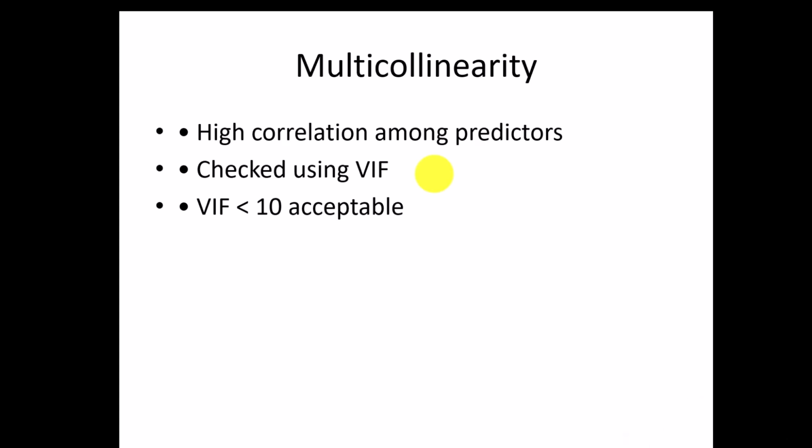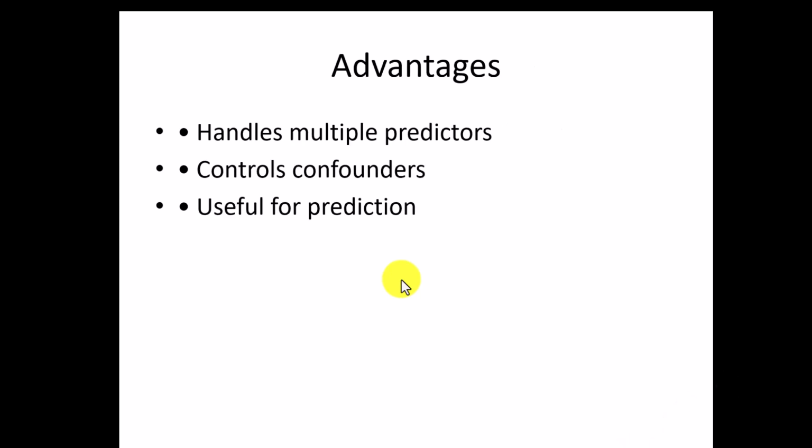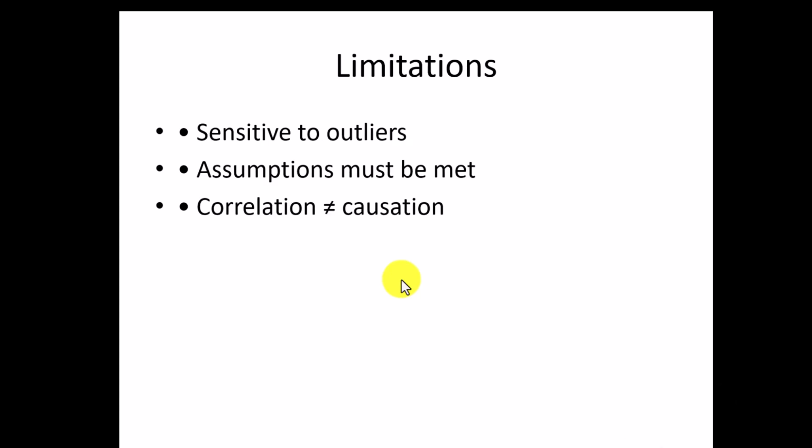The essence of this video is that you'll be able to understand when we start doing the SPSS version of the video. So the advantages of multiple regression: it handles multiple predictors, controls confounders, and is useful for prediction. The limitation is that it is sensitive to outliers. Then the assumptions must be met. The point is that meeting the assumptions is a very tall order, so you might not meet an assumption always.